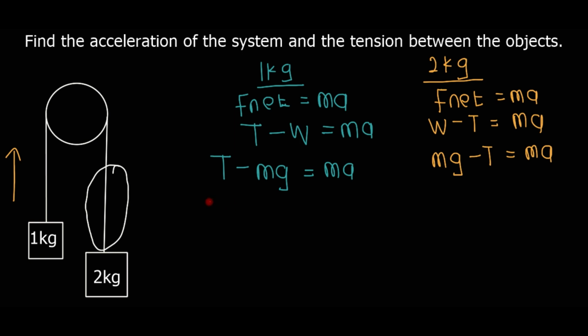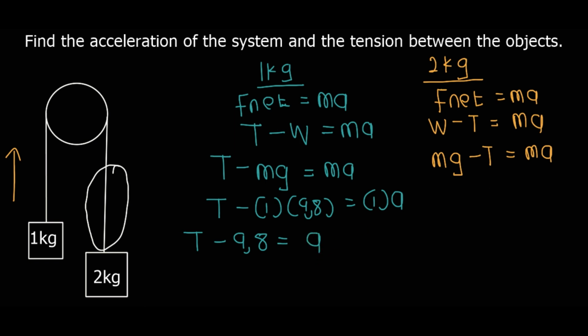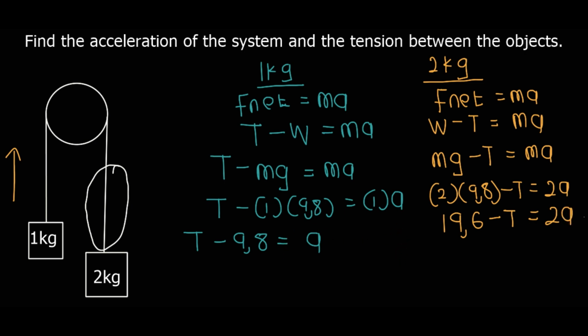So now let's substitute. Tension stays as T, and then the mass is 1, and gravity is 9.8. So mass 1, and acceleration we don't have it. So we have T minus 9.8 equals a. And then we do the same thing here. We have 2, and then 9.8 minus T equals 2a, and 2 times 9.8 gives us 19.6. And then now we make tension the subject of the formula. So T equals a plus 9.8, and we do the same thing here.